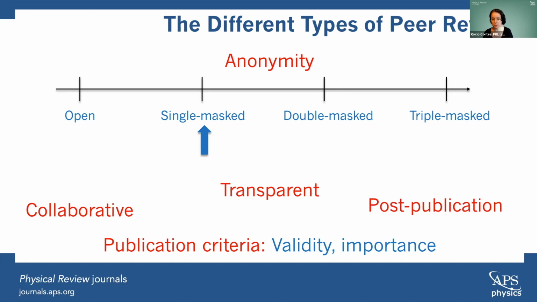In double mask peer review, the authors don't know the identity of the referees, and the referees don't know the identity of the authors. And in triple mask peer review, not even the editors know the identity of the authors. Of course, in order to choose referees, somebody needs to know the identity of the authors, in order not to ask the authors to review their own paper. But this can be done, for example, if the editor who chooses the reviewers is different from the editor who makes the decisions about the paper.